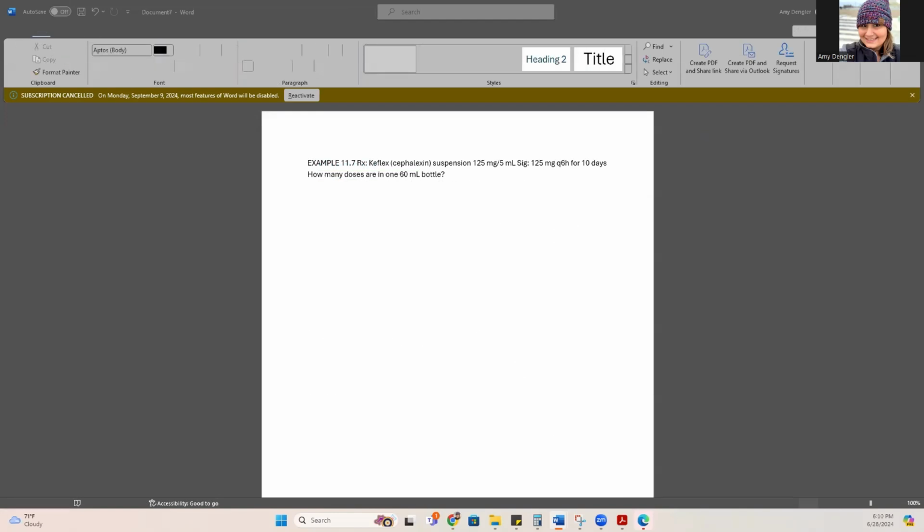Example 11.7. We have an RX for Keflex suspension, 125 milligrams per 5 ml. The SIG is 125 milligrams every 6 hours for 10 days. So right there, we can look at that and say, well, they want 125 milligrams, which is 5 ml.